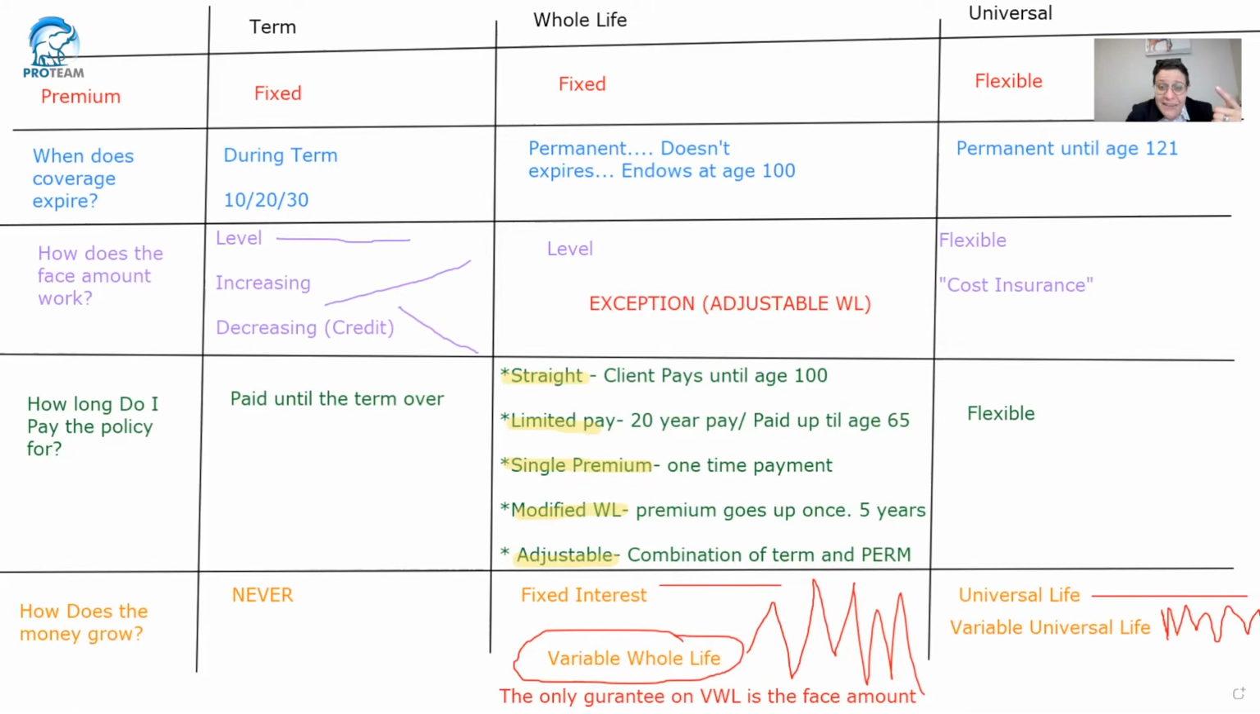And then there is the index universal life, which offers guarantees. If the market goes up, your money goes up. If the market goes down, there's a floor. So it's 0% risk, zero risk. Any questions regarding this?